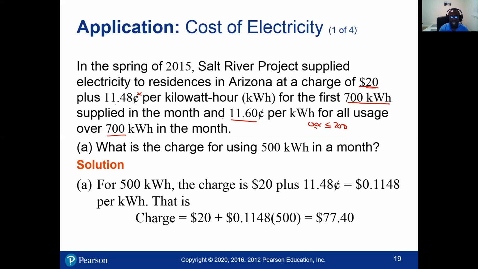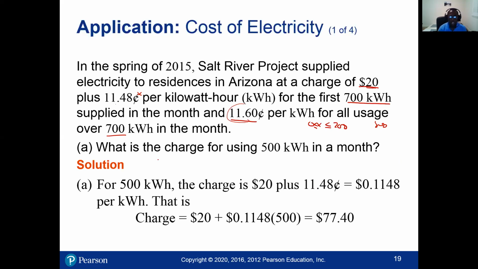And then in addition to that, if you use more than 700, let's say if you use 800, then the extra after 700 was 100. They will multiply it by this and add it to the charge for the first 700 kilowatt hours.